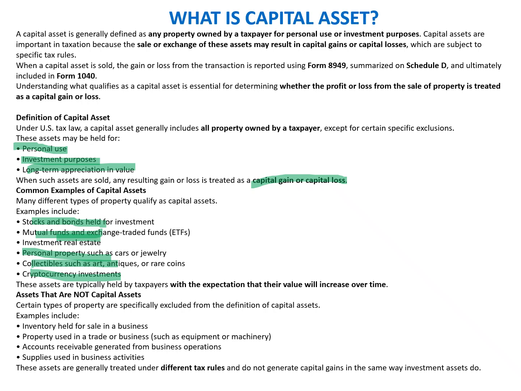Assets which are not treated as capital assets are inventory held for business sale, property used in the trade or business, accounts receivable generated from the business operation, and supplies used in the business activity. So assets which are held for personal use or capital appreciation purposes are largely treated as capital assets, and any sale of these assets will be subject to the capital gain tax. But the assets or receivables which are specific to the business operation are not treated as capital assets because these are part of the normal business operation and will be treated as normal profit and loss for that particular business. So we'll move to the next slide on the capital asset.